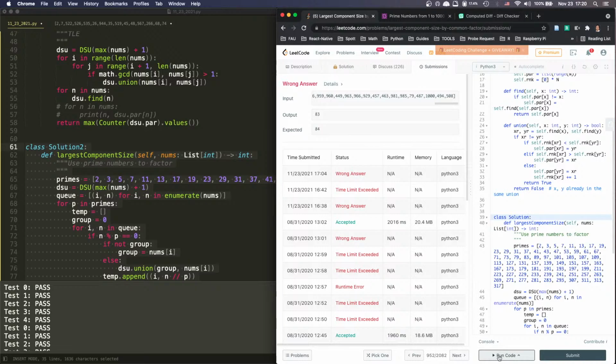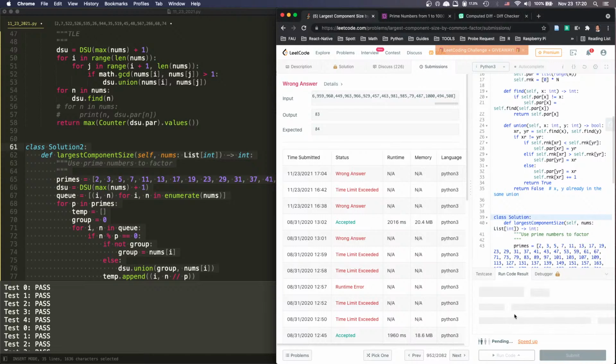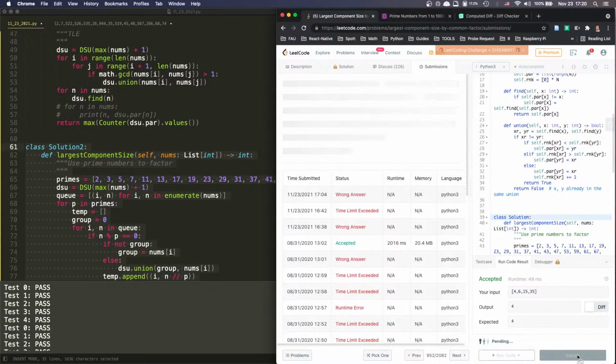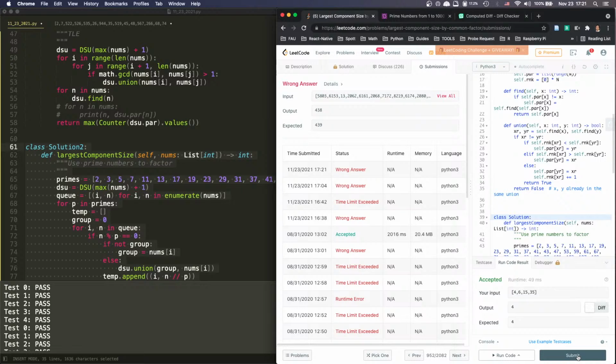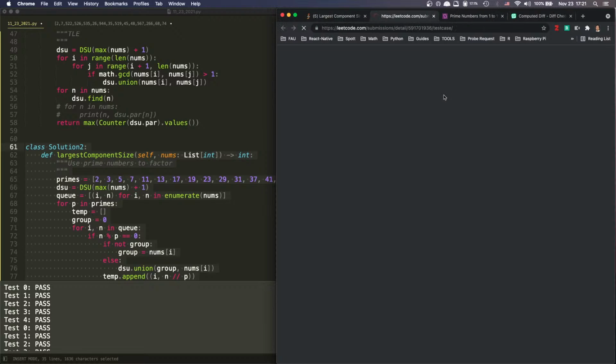Okay, let's run the code first. Let's make sure everything works. Everything's still working. Okay. All right, let's try this. Come on. Let's go, let's go, let's go. Oh. It's not enough. Holy guacamole. How is it not enough?